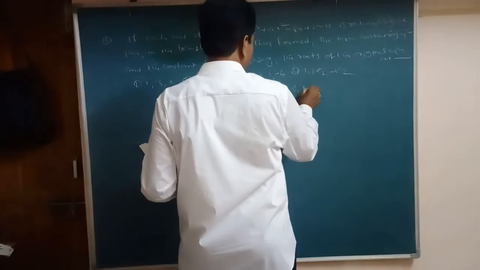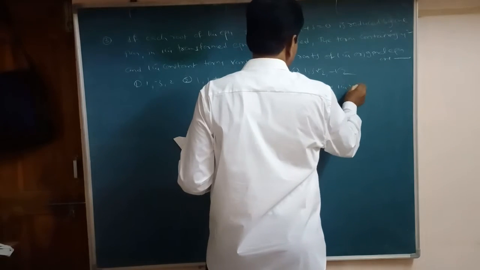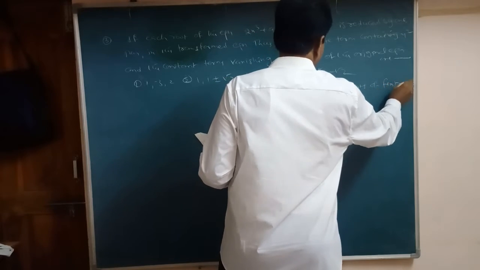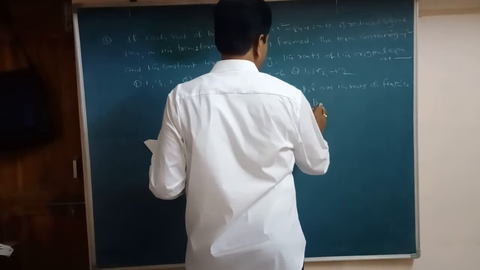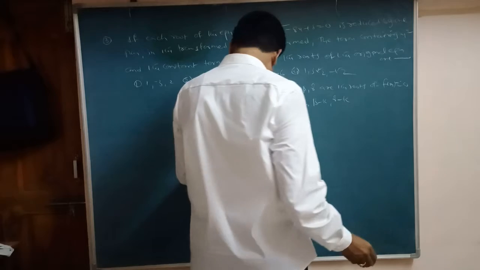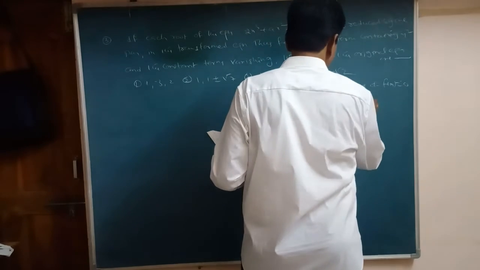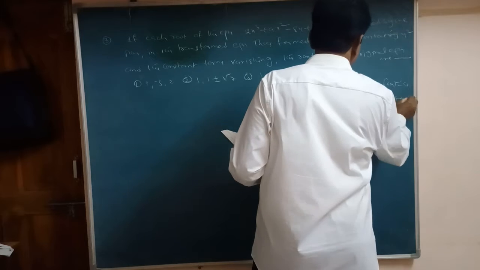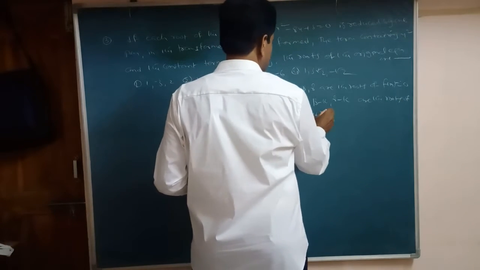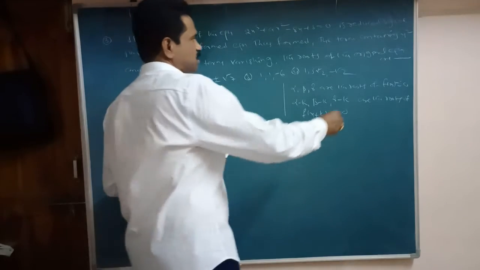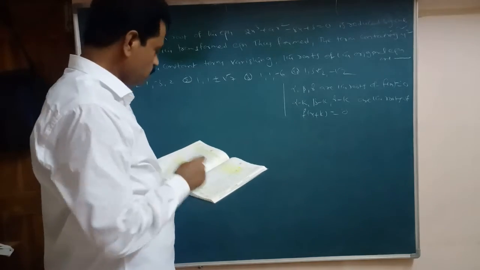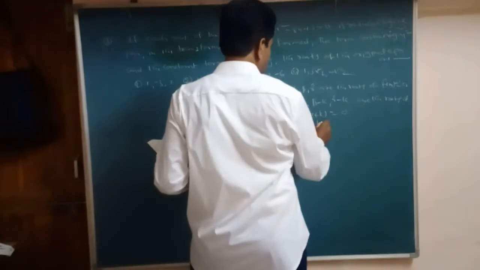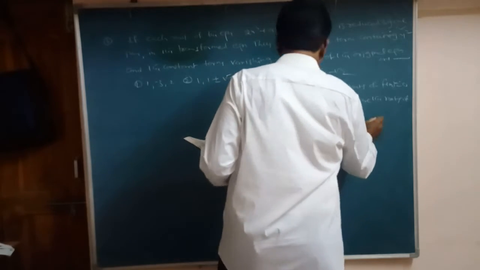Here we know that alpha, beta, gamma are the roots of f of x equal 0. Alpha minus k, beta minus k, gamma minus k are the roots of f of x plus k equal 0. So what is given here? K is how much here? It is reduced by 1. So k equals 1, substitute here. Then this equation is f of x plus 1 equal to 0.